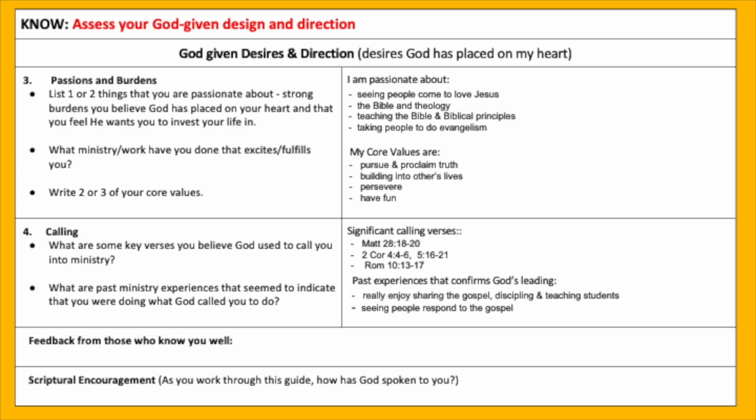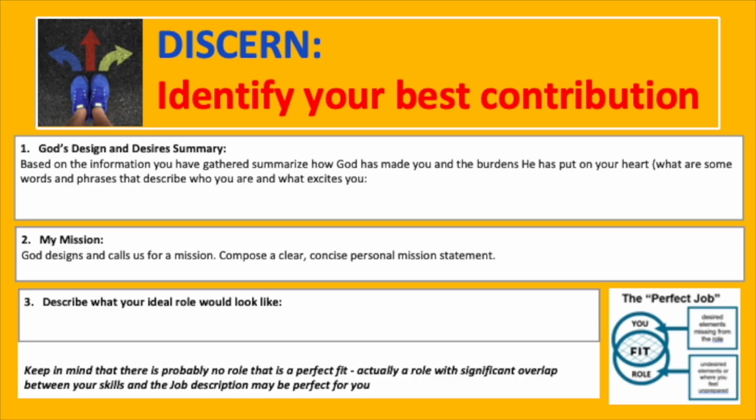Great. Knowing this enables you to move on to the next section of the career planning process. Discern, identify your best contribution. Here, the objective is to discern your best contribution and explore different ministry options. The next step is to summarize the information from the previous page. So look at number 1, God's design and desires summary.